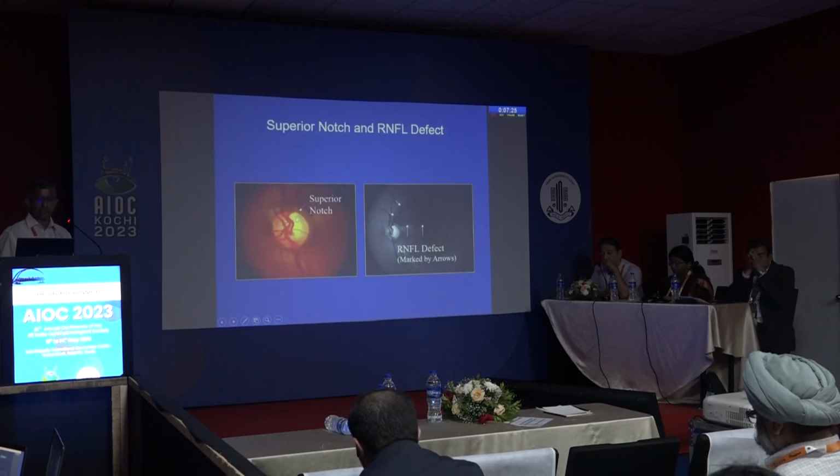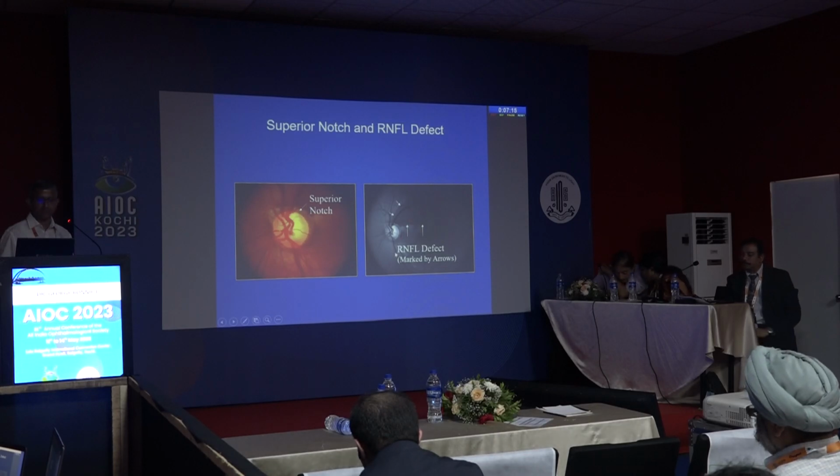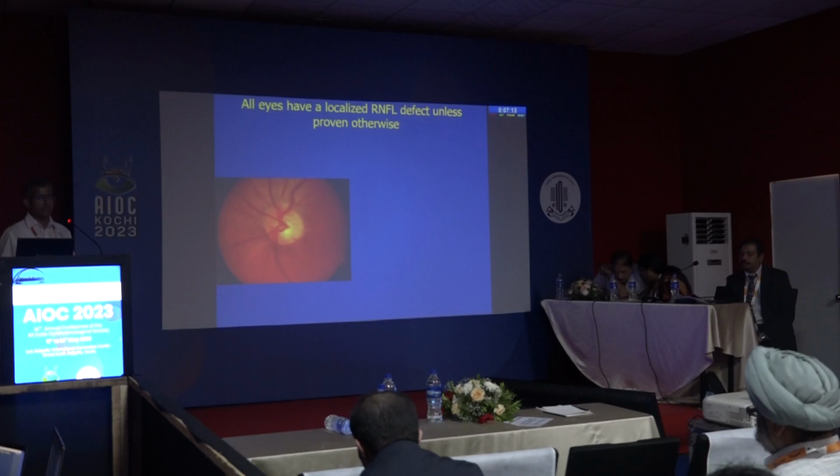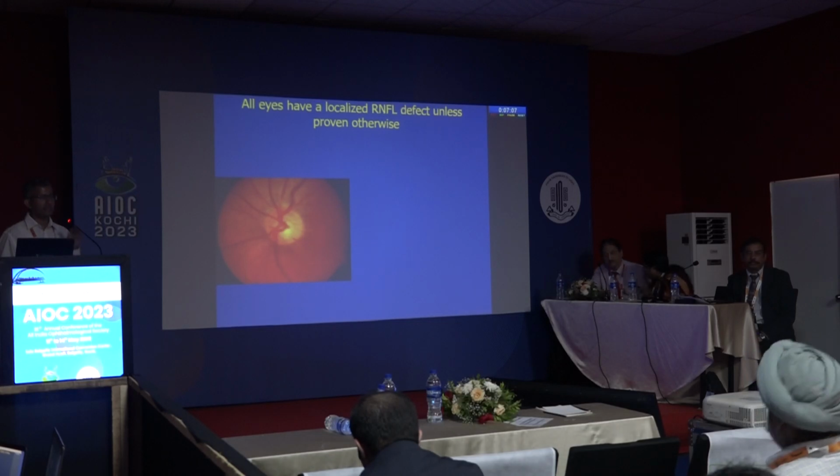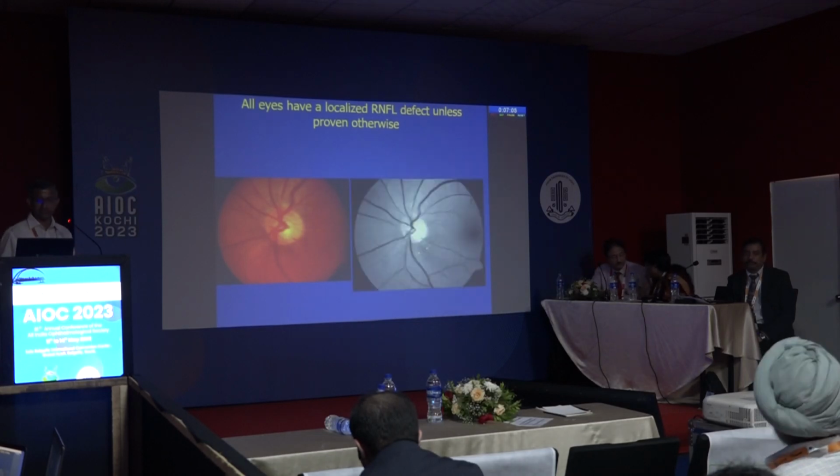So this is a patient with the superior notch that I showed you before, and you can see that wide, dense RNFL defect. You can see how the blood vessels there are much better visible as opposed to any other area. And this is one of Yost-Jonas' rule, who says that every disc has an RNFL defect unless you prove it otherwise. Basically, it's telling you unless you have ruled it out, you cannot say there's no RNFL defect.